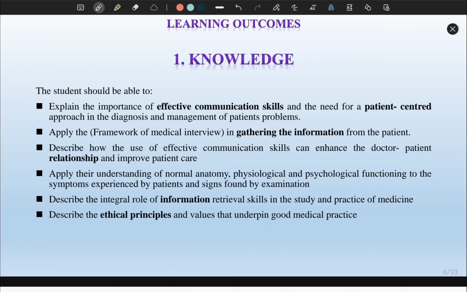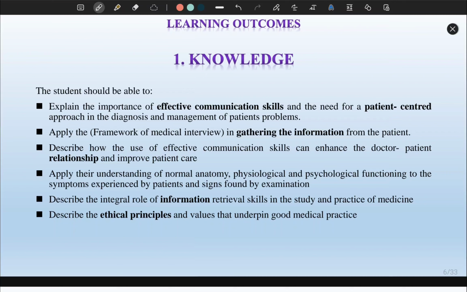We should apply the framework of medical interview in gathering information. We should describe how the use of effective communication skill can enhance the doctor-patient relationship. We should apply understanding of the information, knowledge, capacity. You should know the anatomy, physiology, psychological function of symptom experienced by patient, and signs found by examination.